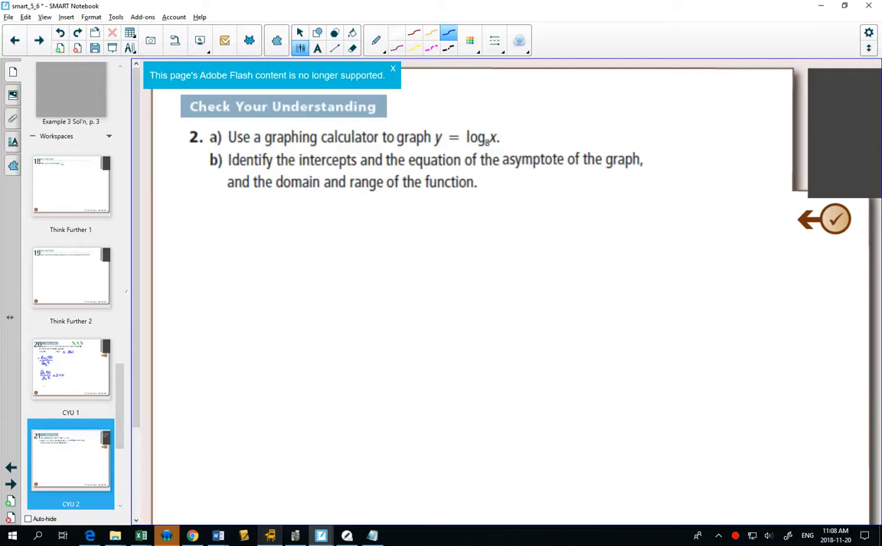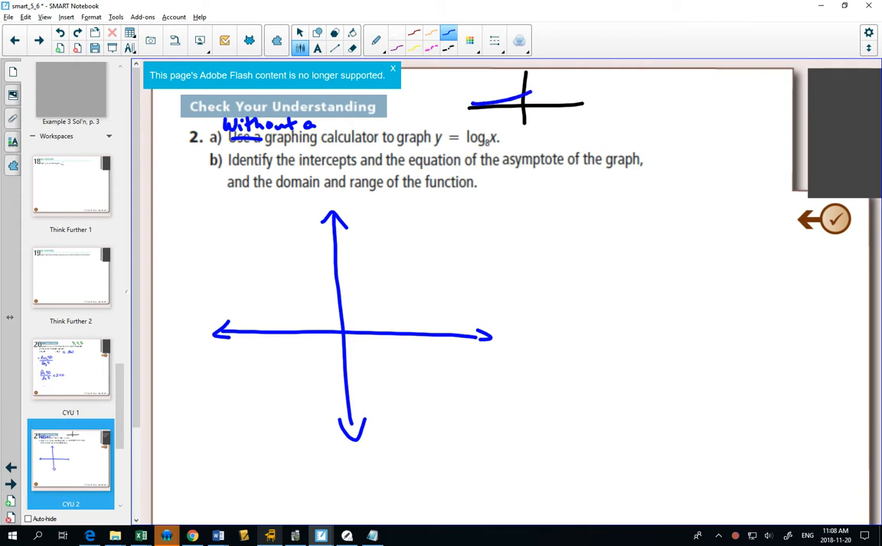We're going to change the instructions from "use a graphing calculator" to "without a graphing calculator." Graph y equals log base 8 of x. You might still be at the stage where off to the side you're thinking exponential graphs, y equals 8 to the x, and you know that it has the points (0, 1) and (1, 8) with an asymptote right there.